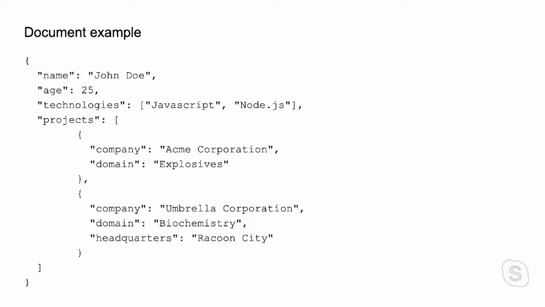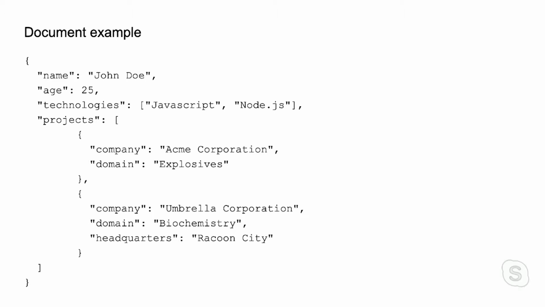There is some document example for those who are not aware, for example, how JSON looks like. It's just a big object with key value pairs, where the value can be a string, can be a number, array of any values. It can be even some like embedded documents, embedded object.